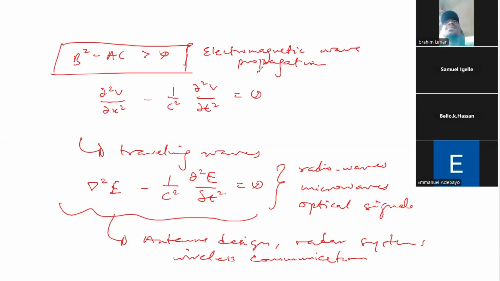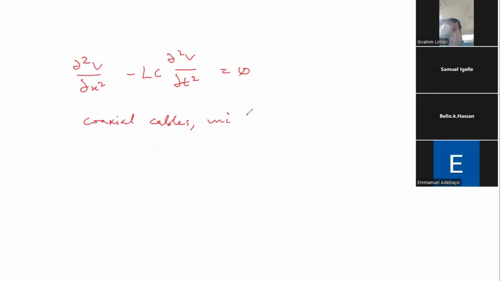Now, we also have another example that describes the lossless transmission line equations, okay? Where we have the second derivative of V with respect to x squared, minus LC, that's your inductor and capacitor, times the second derivative of V with respect to t squared, being the same as 0. So this equation literally models propagation in coaxial cables, even microstrip lines, and also optical fibers.